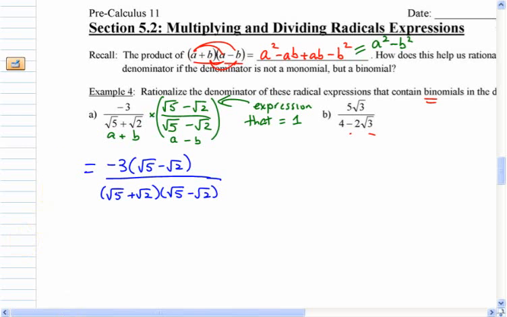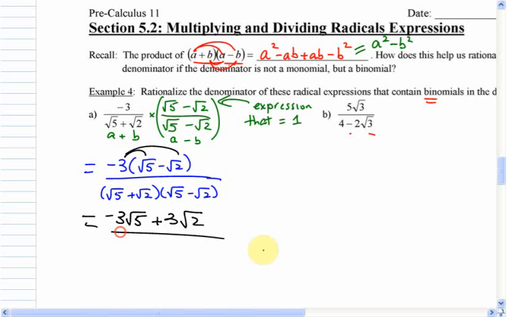Help me out, somebody. Let's start to distribute. What do we get on the top? -3 times square root 5. Yeah. Keep going. Minus? Oh, plus 3. Sorry. Right. Plus 3 root 5. Square root of, not 5, 2. 2. Good. How about the bottom now? Okay, so what's root 5 times root 5? Root 25? Okay. What's root 5 times negative root 2? Negative root 10. Negative root 10, good.